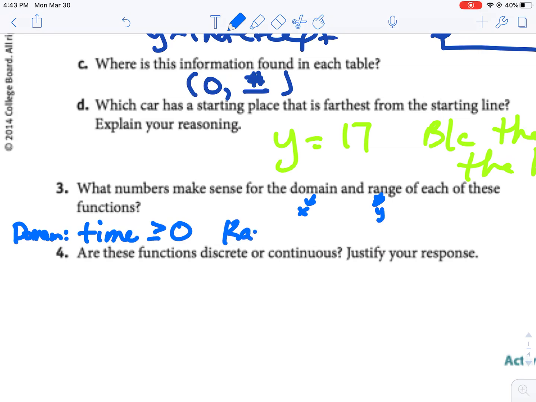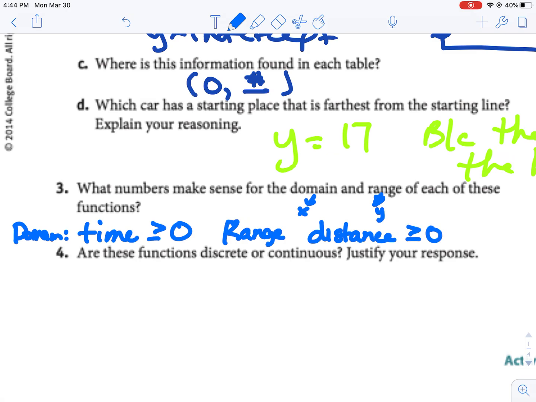Our range was the distance the car had traveled. Okay, so again, we can't really go backwards. I mean, I guess the car could go backwards, but in this situation, none of our cars did go backwards. And we want that distance also to be 0 or higher. If you were starting on the starting line and the car wouldn't move, then its distance is 0. But anything beyond that, the distance would be 0 or higher.